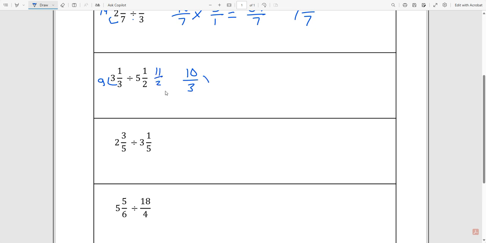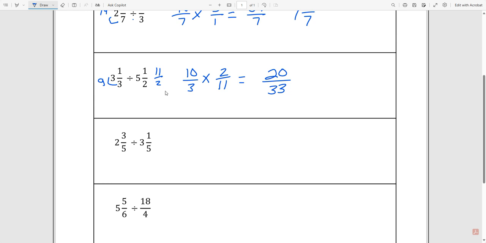I'm going to change the operation to multiplication, flip the second fraction, and that'll give us 2 over 11. Now there's nothing to simplify, so we can just simply straight multiply. 10 times 2 is 20, and 3 times 11 is 33. And that answer is good enough for us there. All right, the next problem.